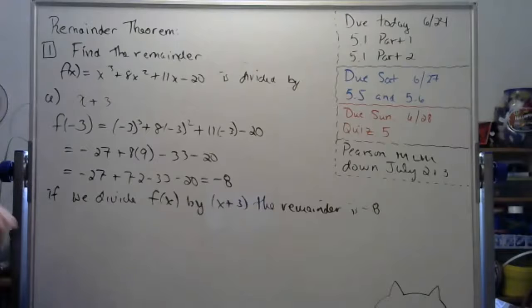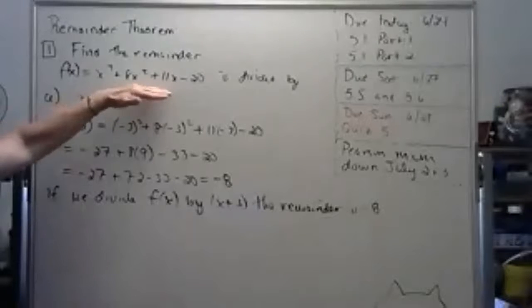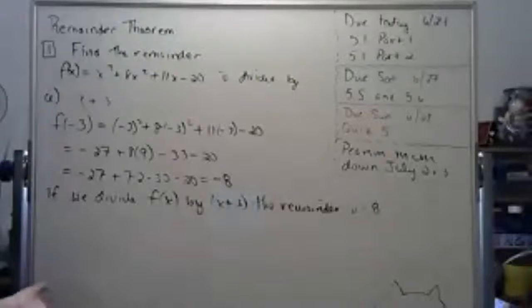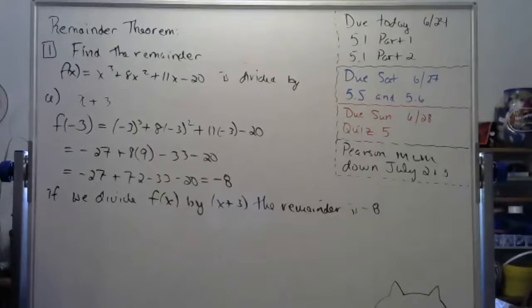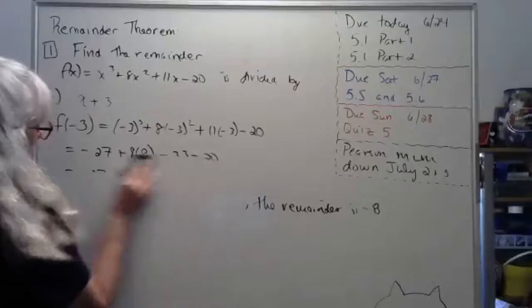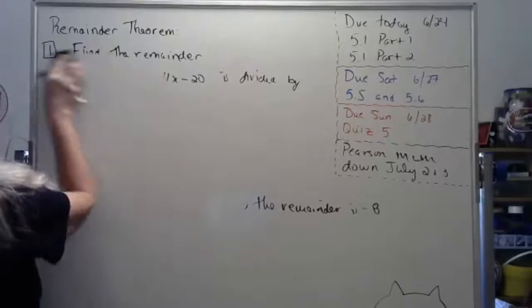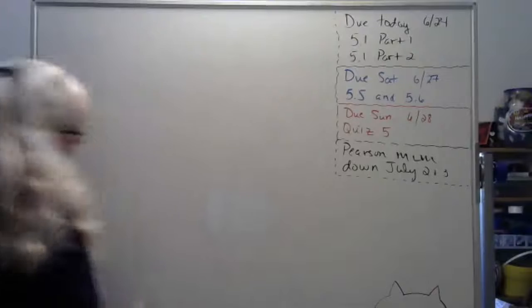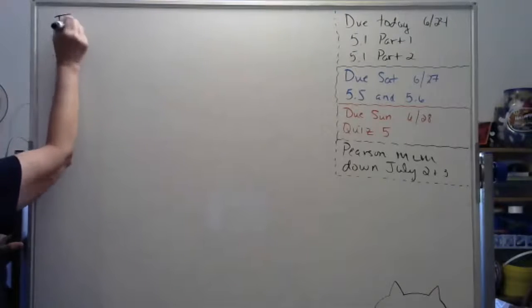Okay, remember our whole goal is to be able to break apart this polynomial into its factors. That's our whole goal here. We want to be able to factor it using different methods. Okay, so the next theorem is called the factor theorem. And again, you do not need to memorize the names of the theorems.